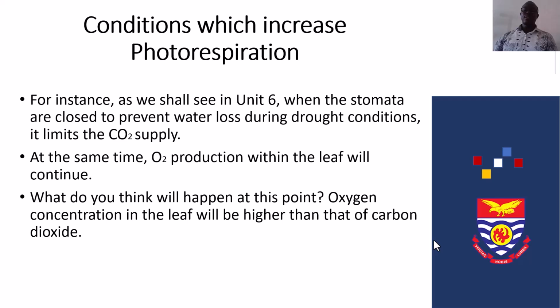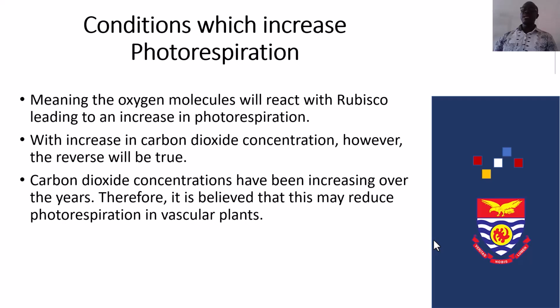What do you think will happen at this point? Oxygen concentration in the leaf will be higher than that of the carbon dioxide, meaning the oxygen molecules will react with Rubisco, leading to an increase in photorespiration. With an increase in carbon dioxide concentration, however, the reverse will be true. Carbon dioxide concentrations have been increasing over the years. Therefore, it is believed that this may reduce photorespiration in vascular plants.